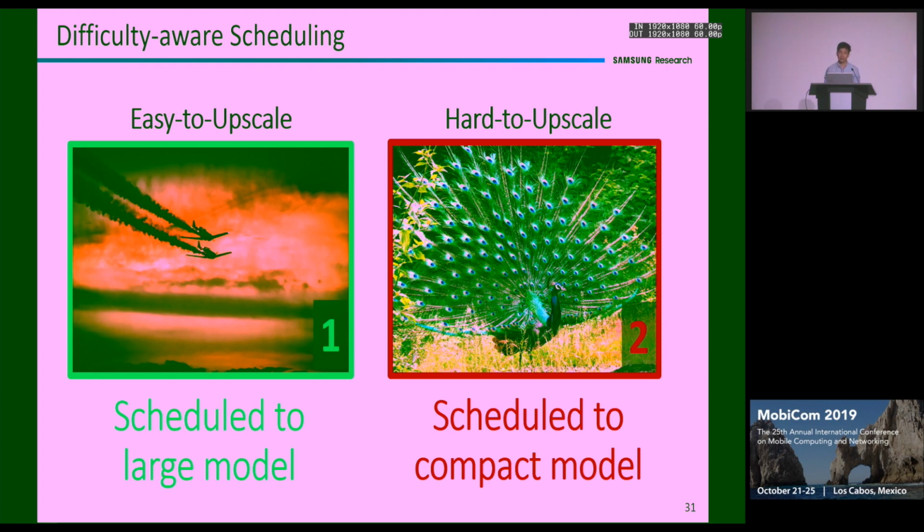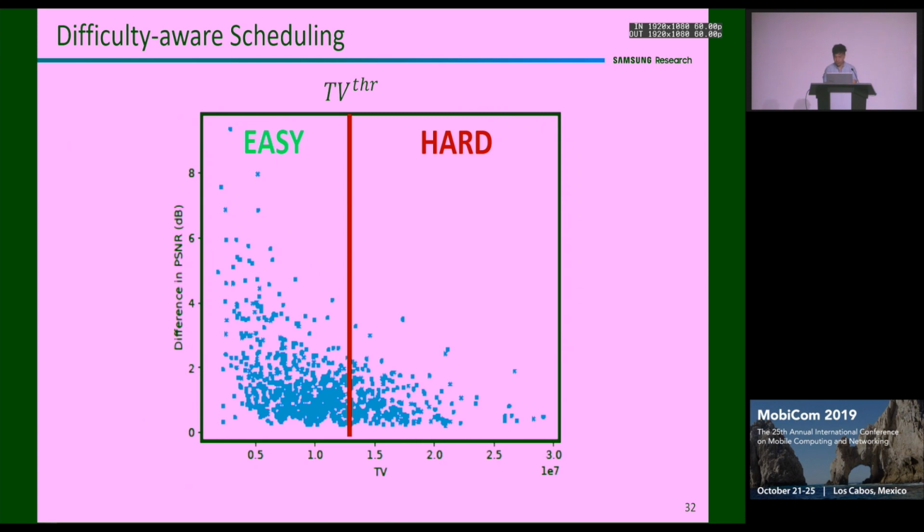Now this is counterintuitive, but I want to re-emphasize that if an image is hard to upscale, the accuracy difference between using the large and compact model is similar. Therefore, we can save computation by just scheduling the hard patches to the compact model.